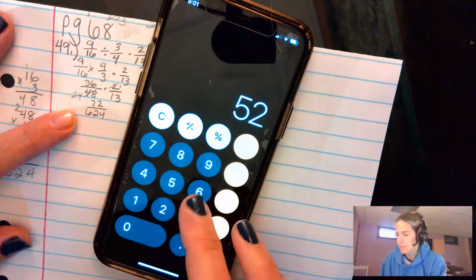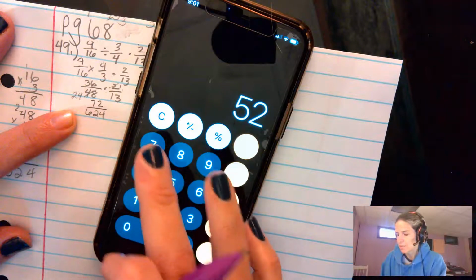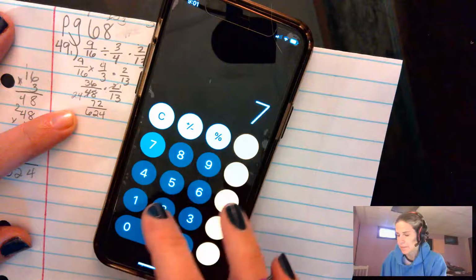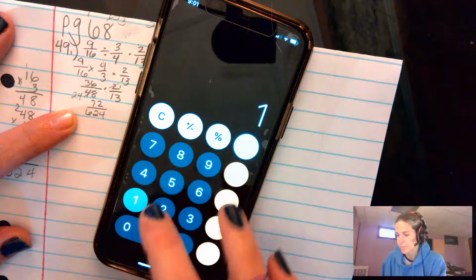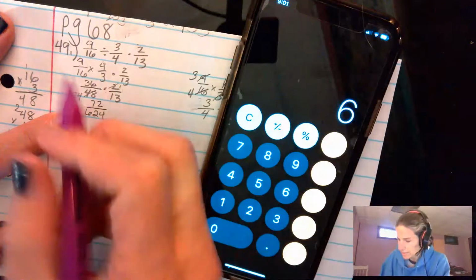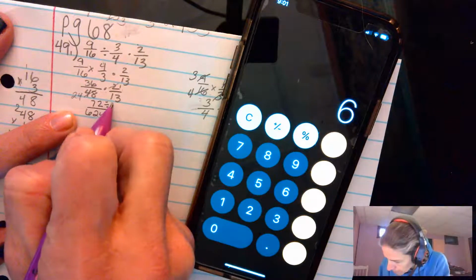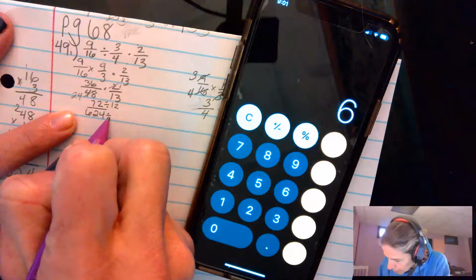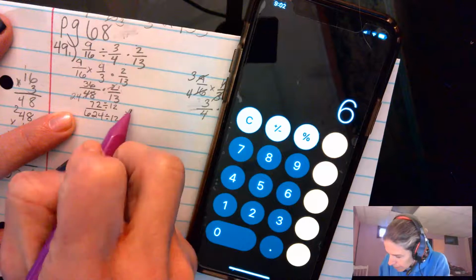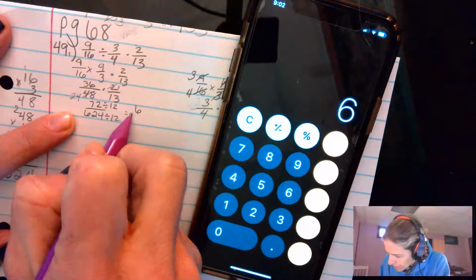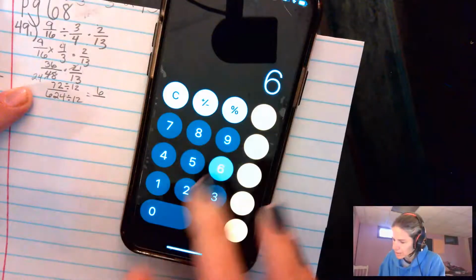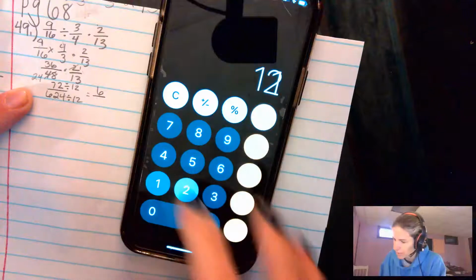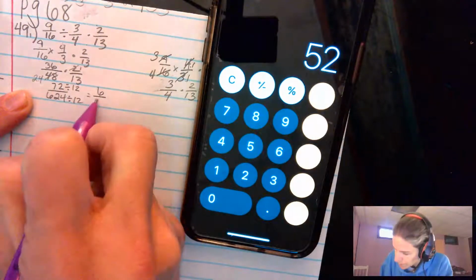I just started with a big number. 72 divided by 12 is 6. So I have to divide my numerator and my denominator by 12. And I end up with 6 over 624 divided by 12, which is 52. Okay.